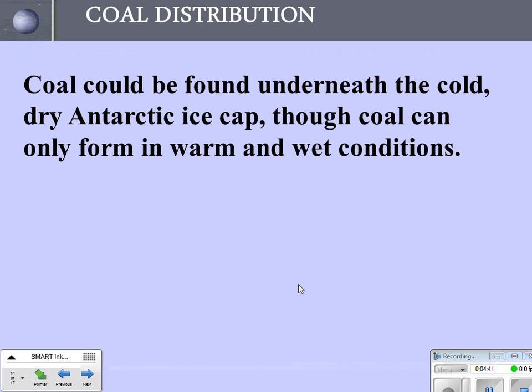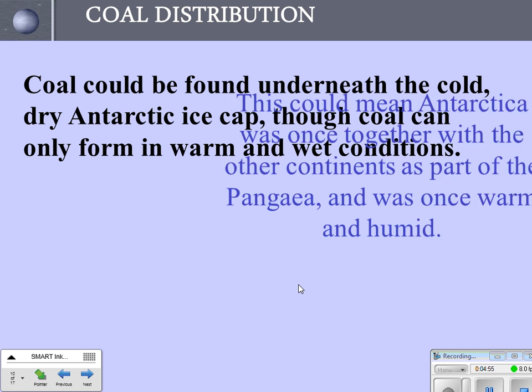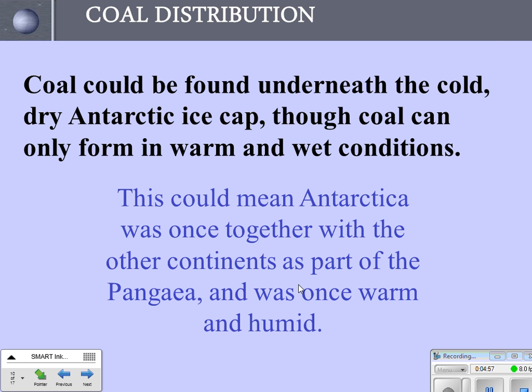Coal distribution. Coal could be found underneath the cold, dry Antarctic ice cap, though coal can only form in warm and wet conditions, which is why you find it in more tropical, swampy areas. This could mean that Antarctica was once together with the other continents as part of Pangea and was once warm and humid, so it used to be found in a different place.